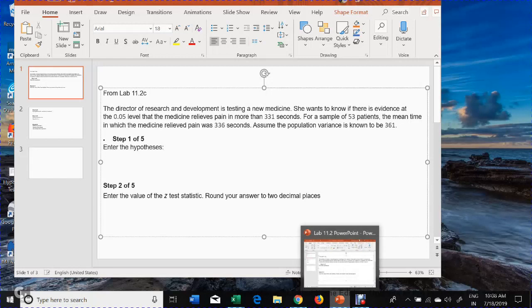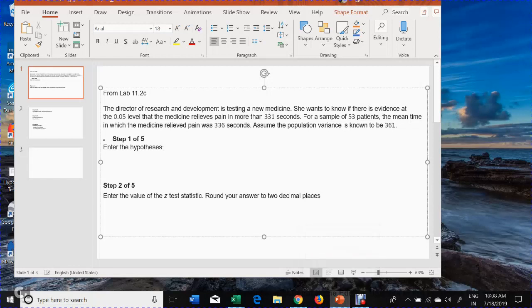Hi everyone, this is the problem I was attempting to do in seminar last night. I ran into trouble with screen sharing, so I wanted to review it with you briefly.